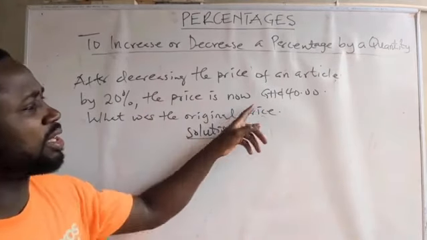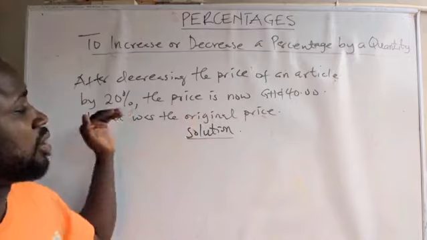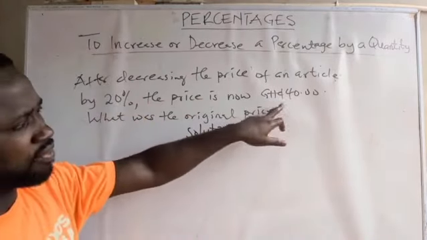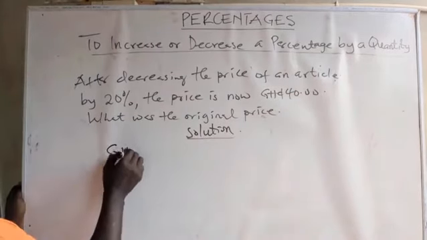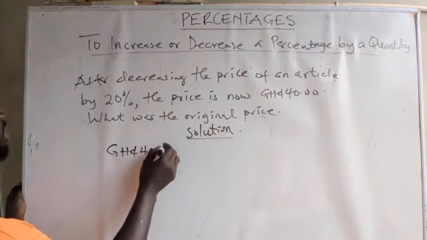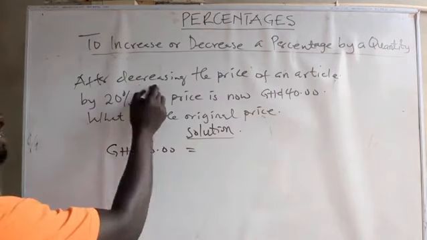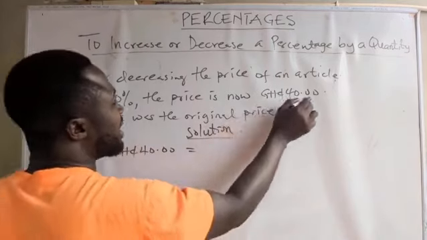And when it was decreased by 20, the price became 40 Ghana cedis. And it's asking, what was the original price before the increase? So we have to find the percentage for this 40 Ghana cedis. The 40 Ghana cedis will have what percent? Okay, let's read the question again. After decreasing the price by 20%, the price is now 40.